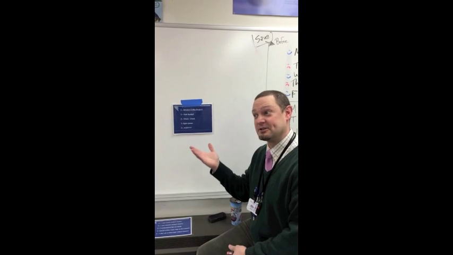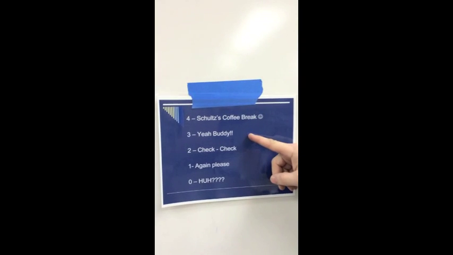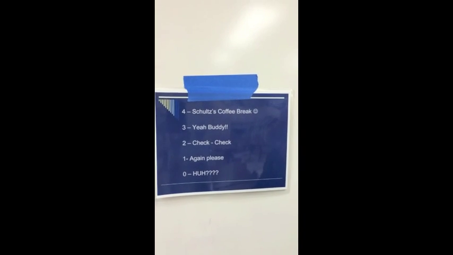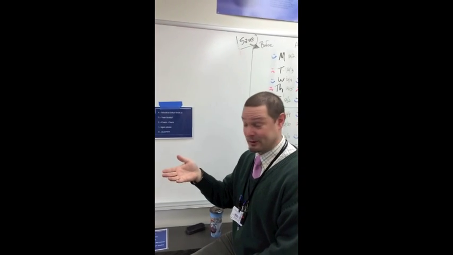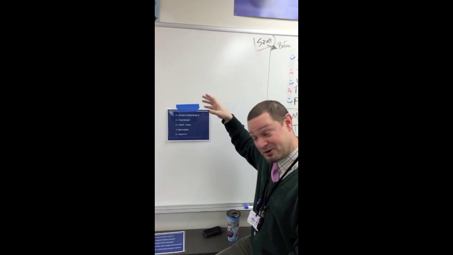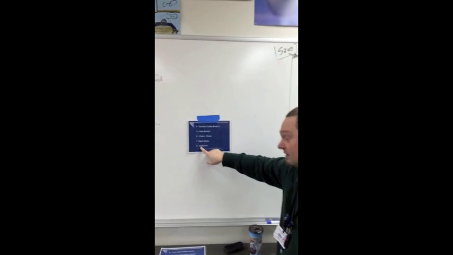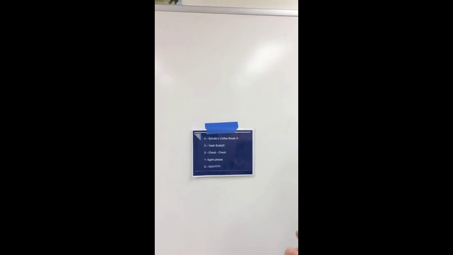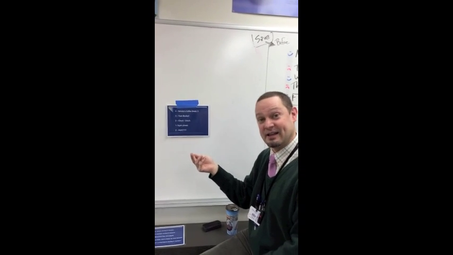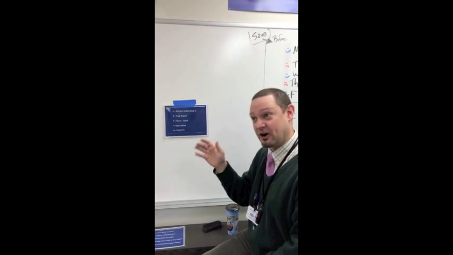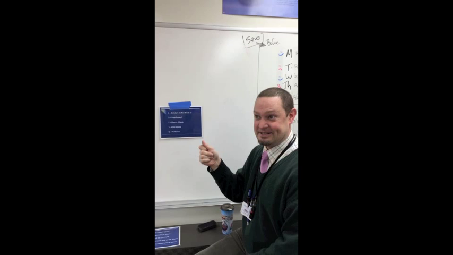And one of our great colleagues, Todd Schultz, this is his own formal scale, 4 to 0. Schultz's coffee break, yeah buddy, check, check again please, huh? And what he will do is, if a learning target involves an assignment that has to be handed in that day on a piece of paper, he will have the kids, under the heading on their paper, under their name, abbreviate. So SCB, YB, CC, AP, and huh on the bottom. So he can see with every assignment that he's looking at, if it's a daily assignment, where the kids were on that as they were doing that assignment. And that's a paper they already had, but it's something that he can quickly check after they hand it in, like that, and get a sense.